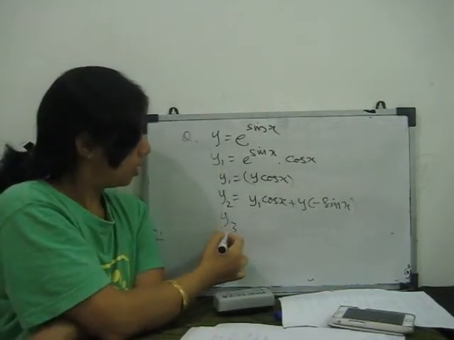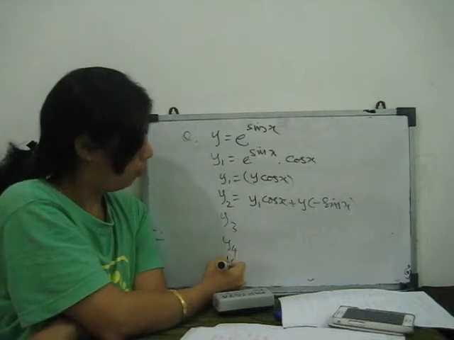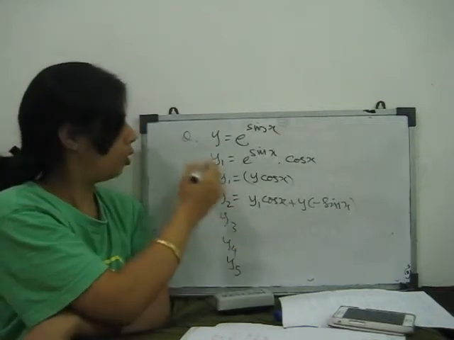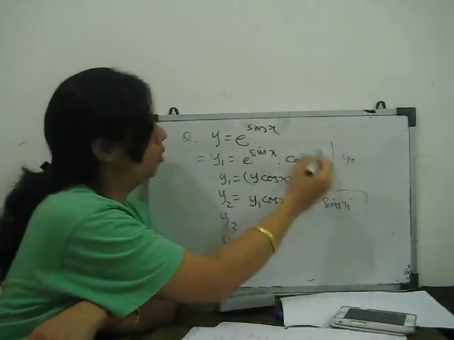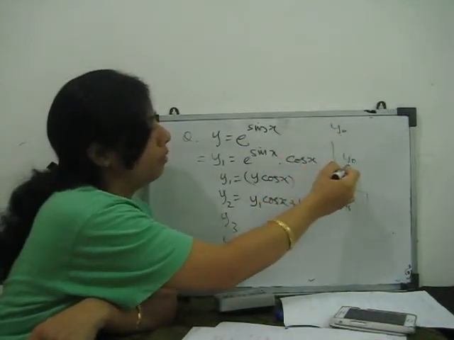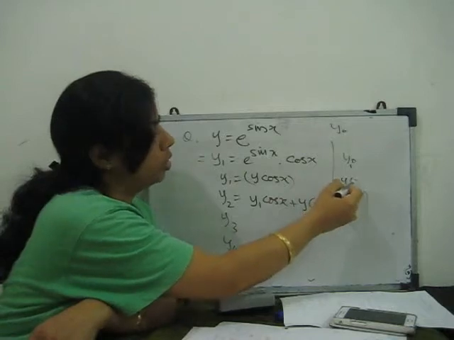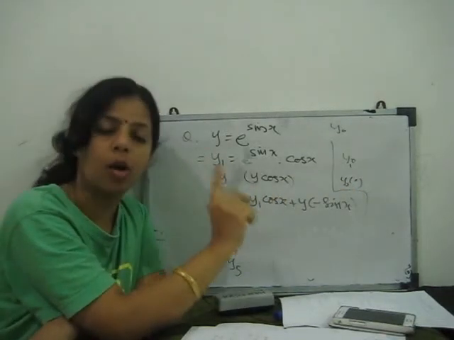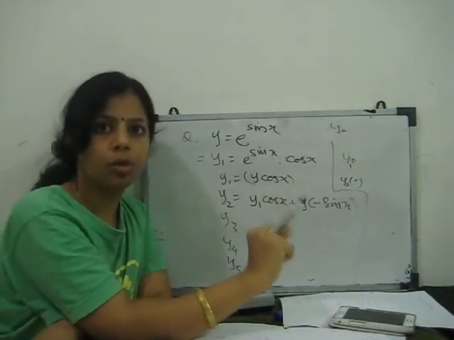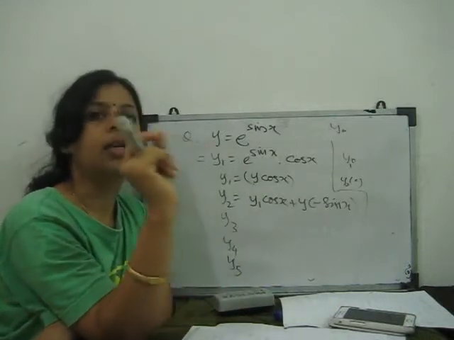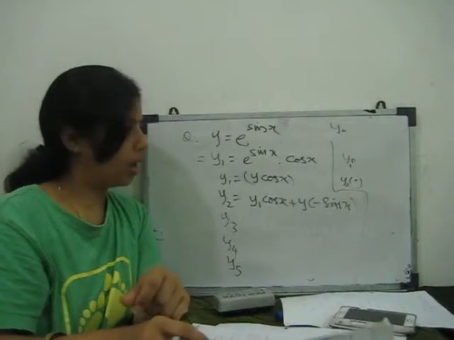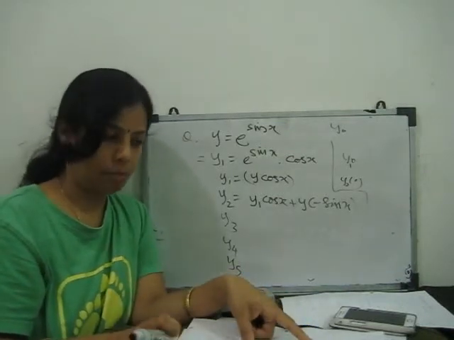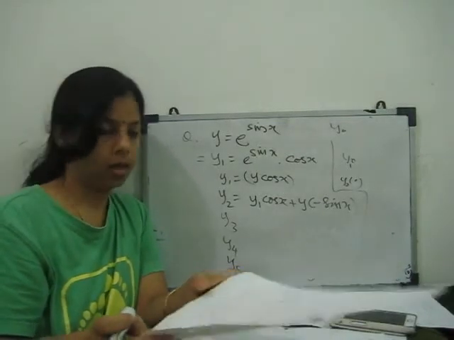At least y3, y4, up to 4-5 derivatives you have to find out. Then find every value at 0, that is y0, y10, y20. Every value you have to find out at the 0 point and substitute in the series. You will get your required solution. Clear? Now I will show you one example of Taylor.